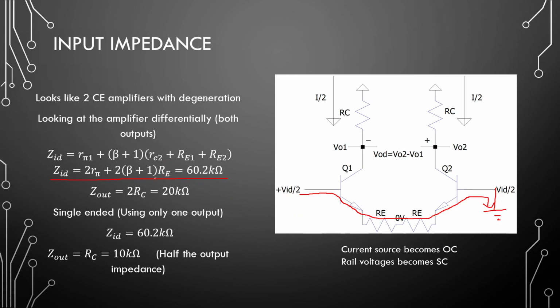So we had this as 100 ohms in one of the earlier slides. So our input impedance will increase to 60.2 kilo ohms with this added emitter resistors. Note, nothing changes with our output impedance, whether it be differential or single-ended.